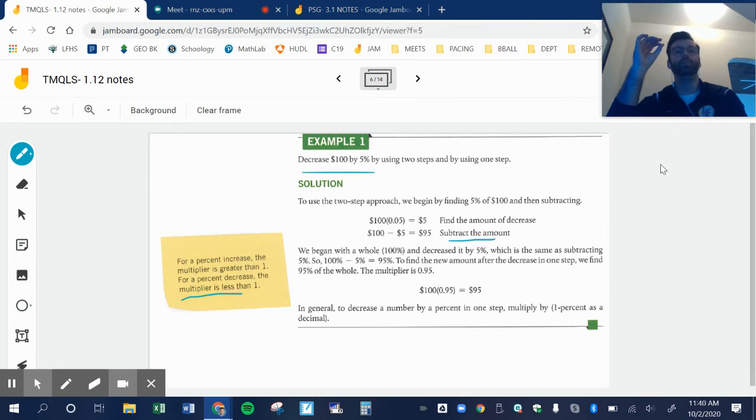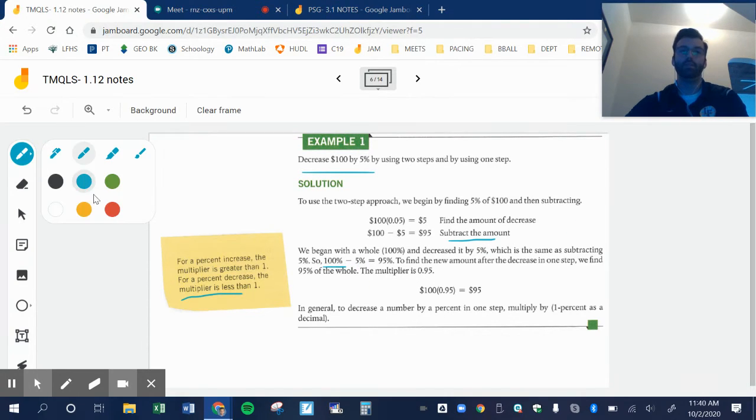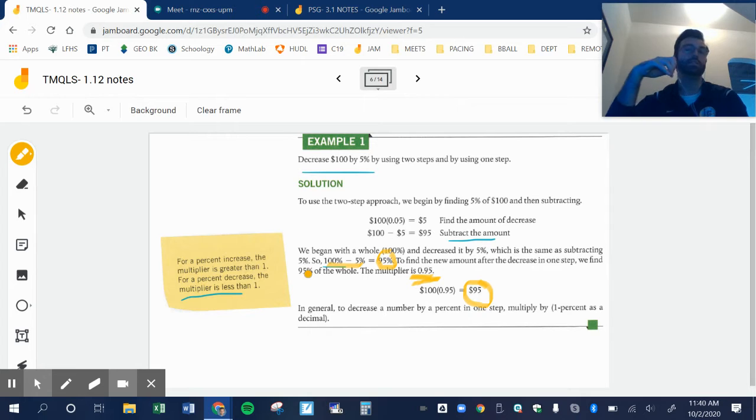Another way to do it, though, is to use the 1-step process. So what that means is I started with 100%. I'm taking off 5%. So really, I want 95% of my original price. So my multiplier is 0.95. And look, I still get the same answer. Remember, I'll say that one more time. I start with 100%. That's my true price that I begin with. I'm taking off 5, which means I really want 95% of my original price. And 95% as a decimal is 0.95.